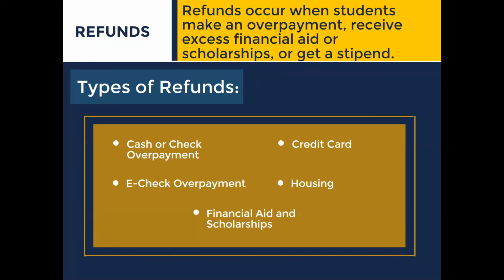All right, so UCSC issues refunds to students who have made a cash or check overpayment, those who receive excess financial aid, those who make a credit card overpayment, those who receive a housing credit, or who are awarded stipends. Certain refund types must be requested from our office via the Services and Support portal. These refunds are issued under the student's name, regardless of who made the payment.